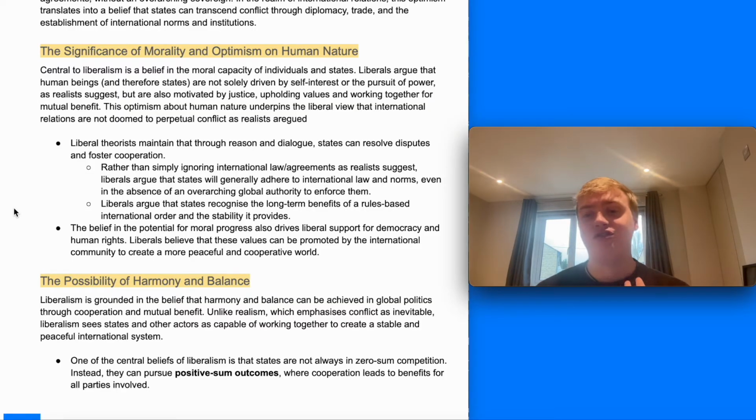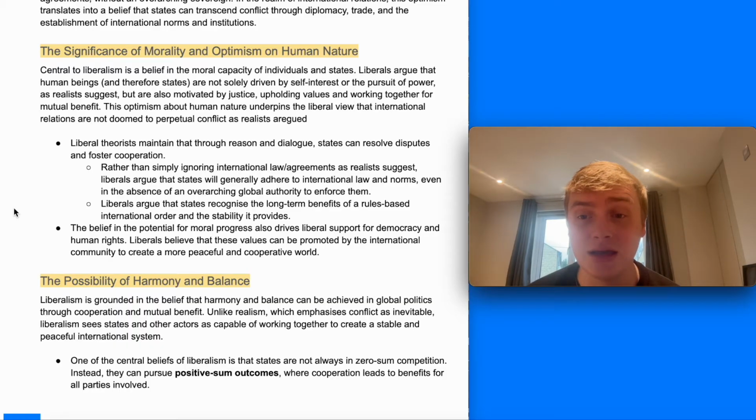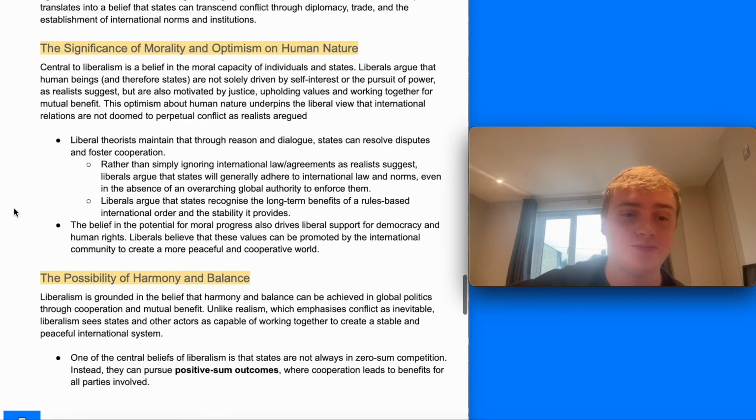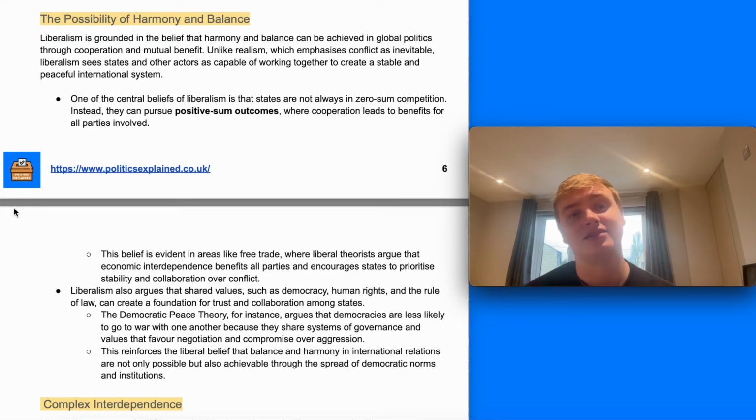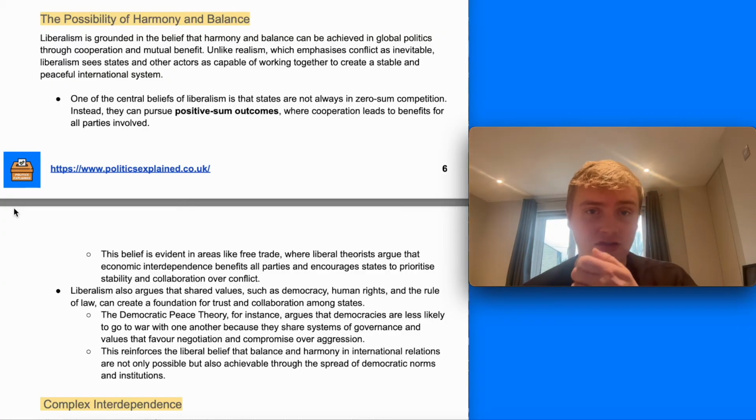So their positive vision of human nature, which came from classical liberalism and Locke's idea of a natural society, the idea that humans are rational and self-interested, leads to them viewing states in these terms and believing that the international community can work together through cooperation and doesn't inevitably lead to competition, conflict, and war. And that's, of course, linked very much to the possibility of harmony and balance. Realism emphasises conflict as inevitable, but liberalism disagrees and sees states and other actors as capable of working together to create a stable and peaceful international system.